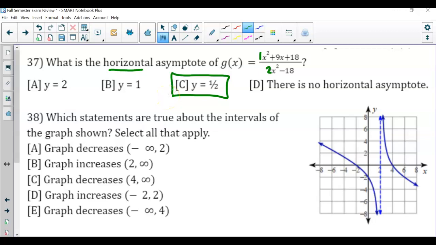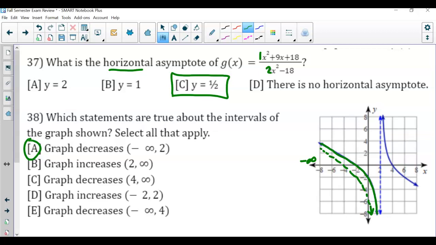Then question 38. Which of the following statements are true about the intervals? So the graph is decreasing from negative infinity, so negative infinity to 2. So that's your interval. We're talking about from negative infinity to 2 here because we're approaching but never reaching this asymptote of 2. Reading it left to right, what direction are we going? Decreasing, we're going down. So A is one of our answers.